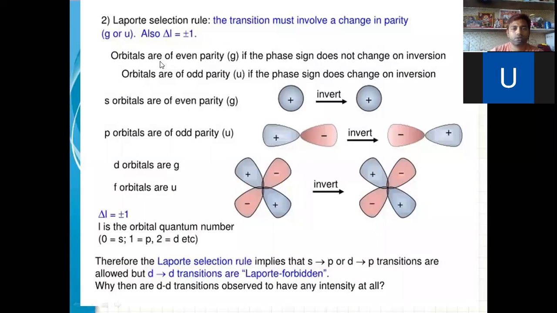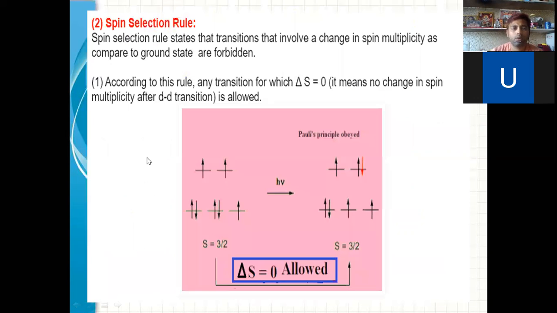Already we have discussed this Laporte selection rule. There must be change in parity. Also, change in azimuthal quantum number by +1 or -1. Now the other one, spin selection rule.